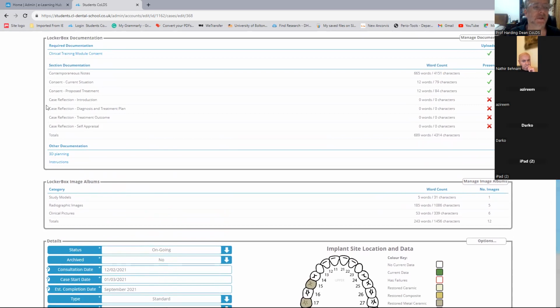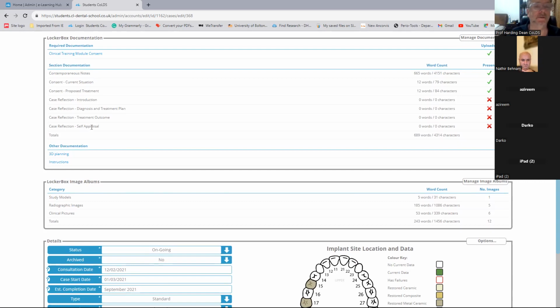So case reflection, what was the treatment outcome? Well, it was not going to take you very much to write that. Patient was very happy. It was planned to go that way. There were minimal problems.